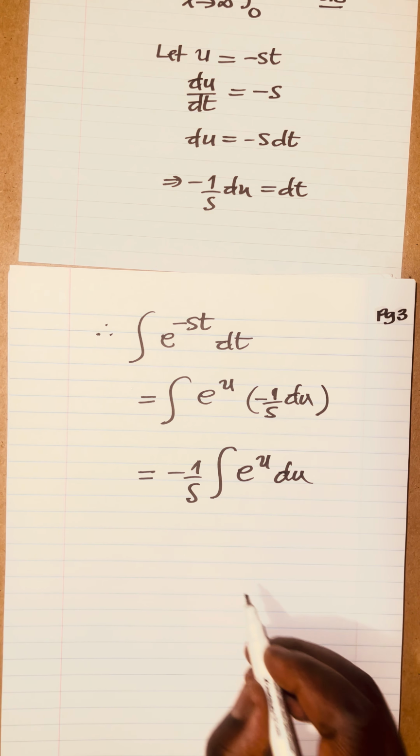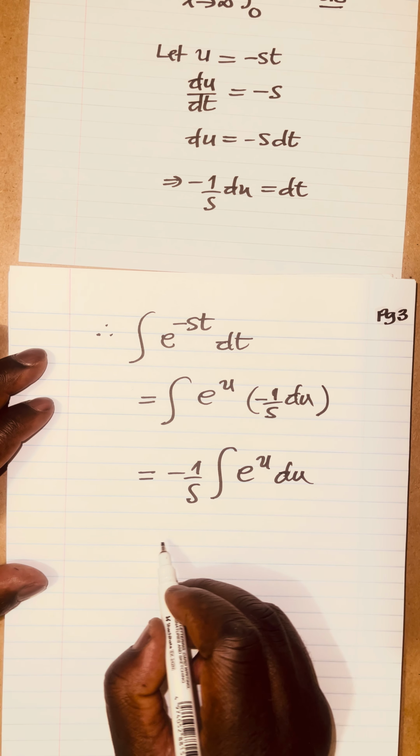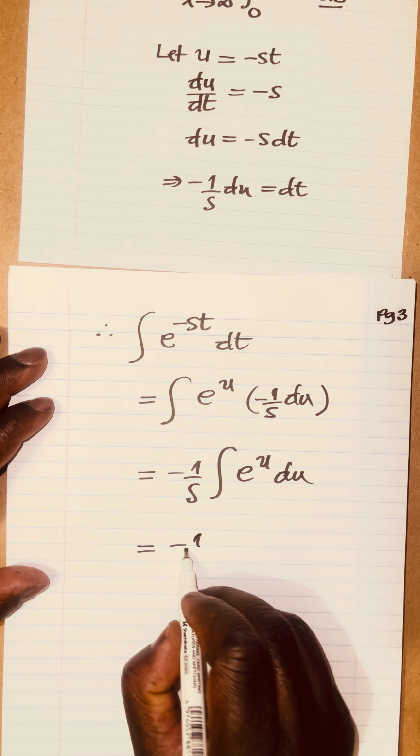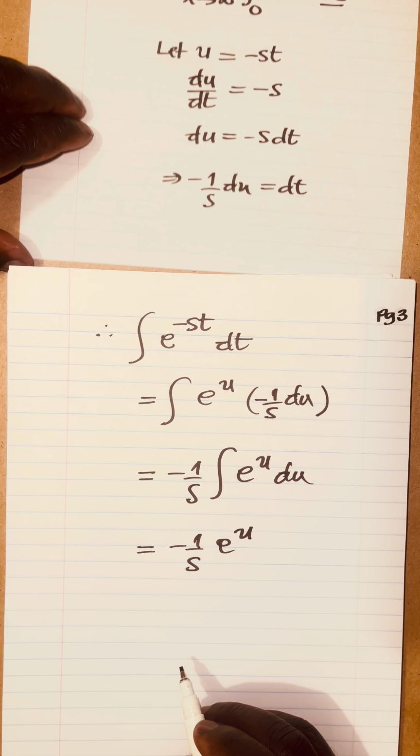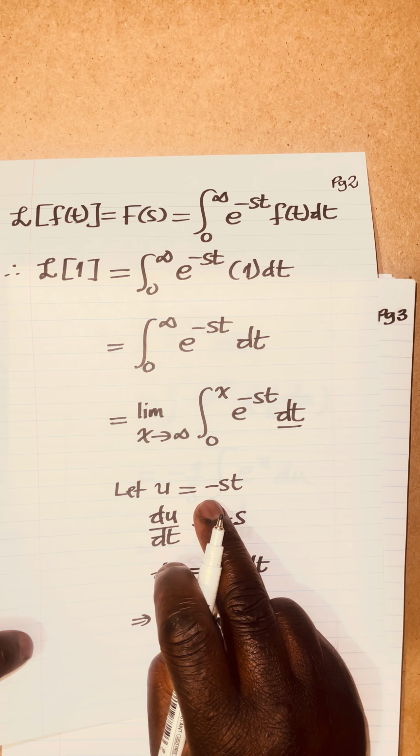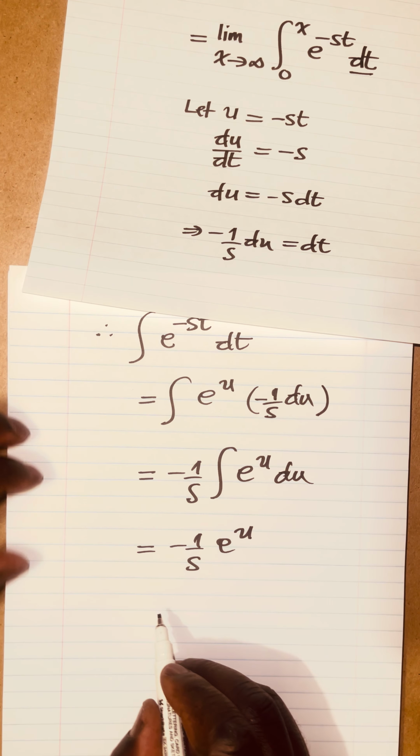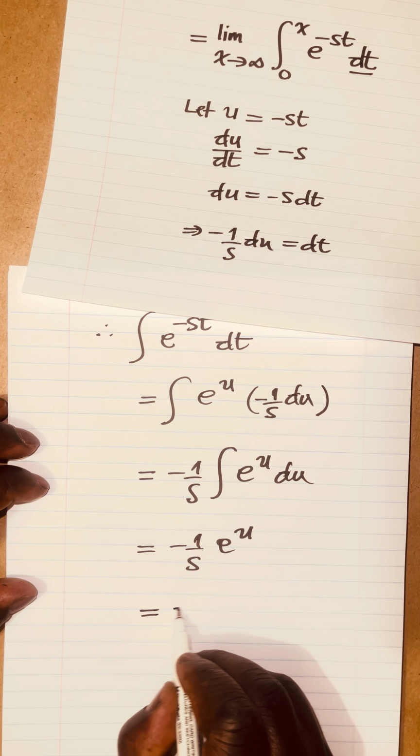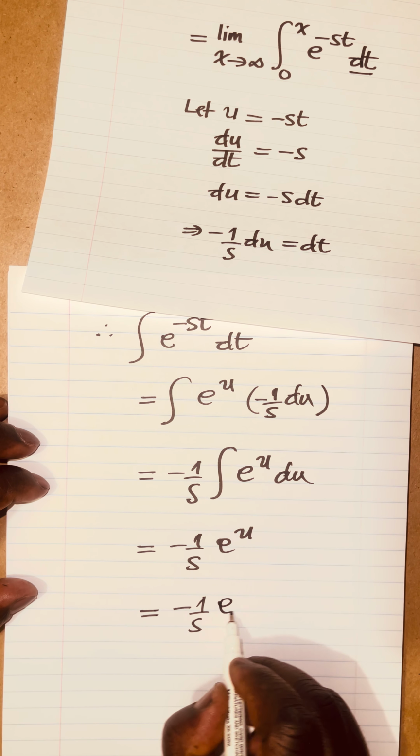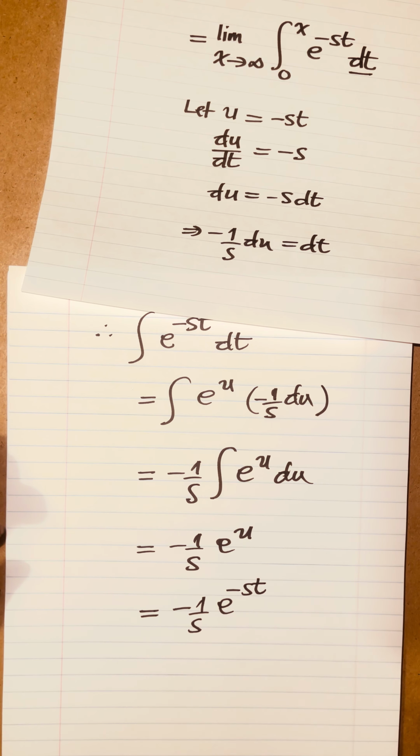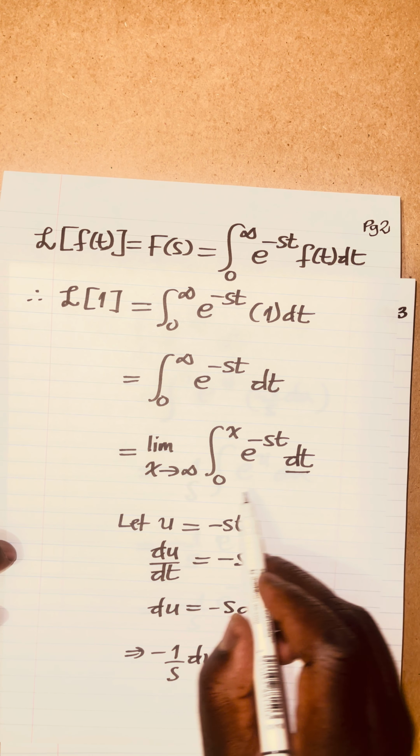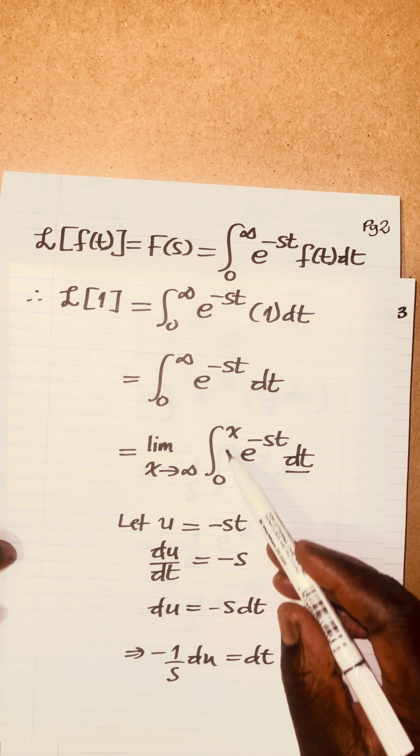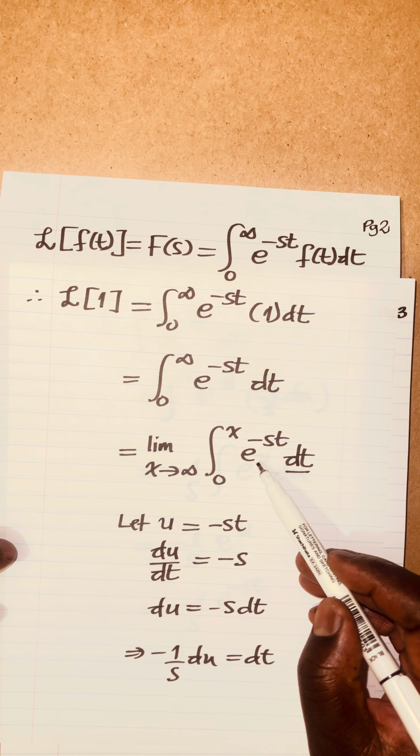Now you agree with me that the integral of e to the power u du is just e to the power u. So this is minus 1 over s e to the power u. But what is u? Coming back here, u is minus st. So this is going to be equal to minus 1 over s e to the power minus st. Fantastic. Now coming back here, we can consider the limits, because this integral has been evaluated, disregarding the limits. The integral of e to the power minus st dt has been evaluated to this.